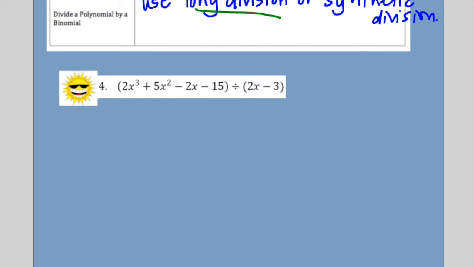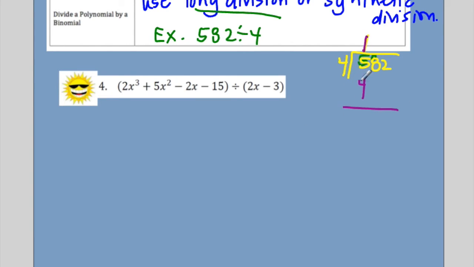And just to remind you, you have done long division in the past. If I told you to take 582 divided by 4 without a calculator, you'd probably use long division. So remember, that's your 582. And you put the 4 on the outside. Okay, so I would say, how many times does 4 fit into 5? Well, once. And then I would have 1 times 4, which is 4. And then I would subtract.